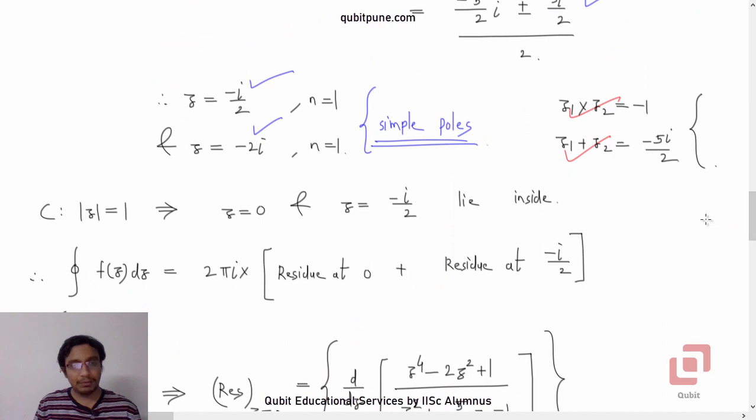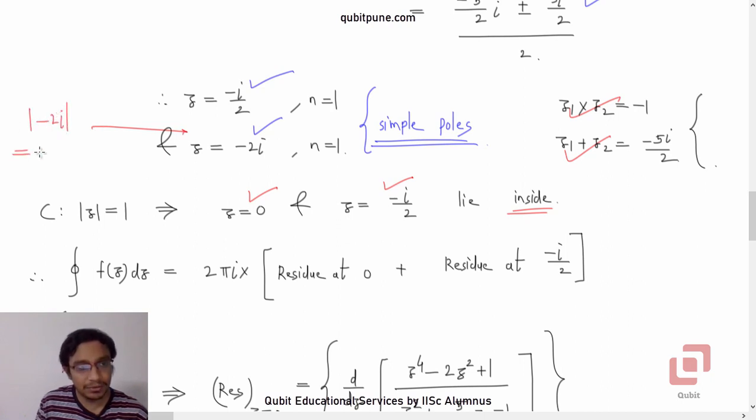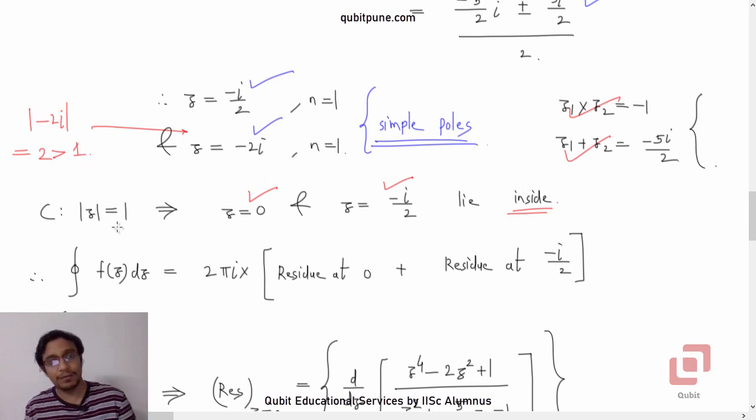Alright, so we now need to determine how many of them lie inside mod z equal to 1. Clearly z equal to 0 lies inside, as mod 0 is 0, which is less than 1, and so does z equal to minus i by 2, because its mod is 1 upon 2, which is less than 1. z equal to minus 2i will lie outside, because mod of minus 2i is 2, which is greater than 1, so it is farther away from the center.